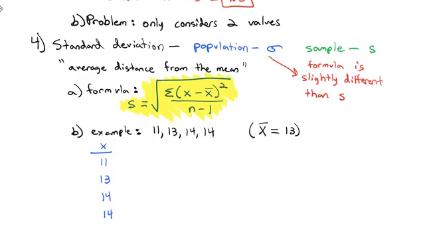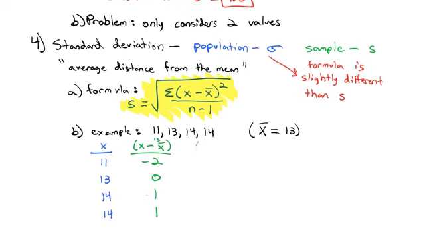And then we're going to have a column for every step along the way in this formula. The first step says take those x values and subtract the mean. Subtract 13. So 11 minus 13 is negative 2. 13 minus 13 is 0. 14 minus 13 is 1. And 14 minus 13 is 1.